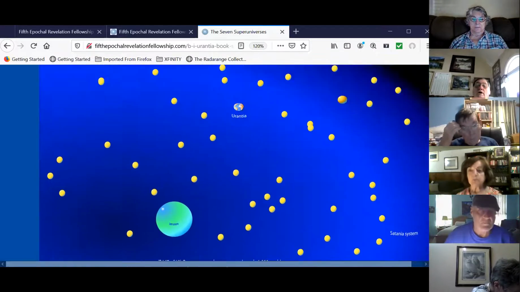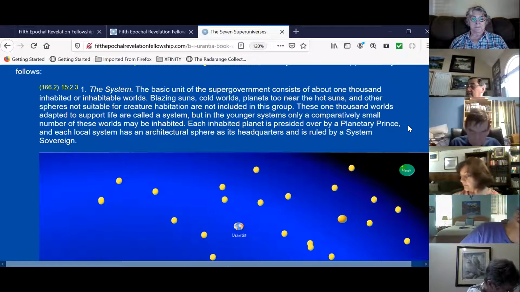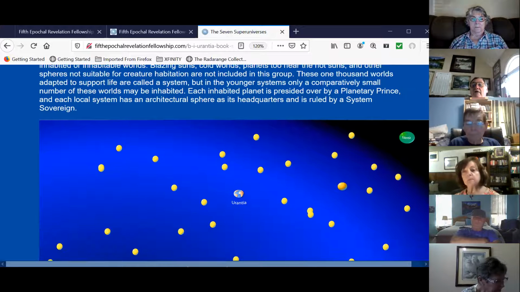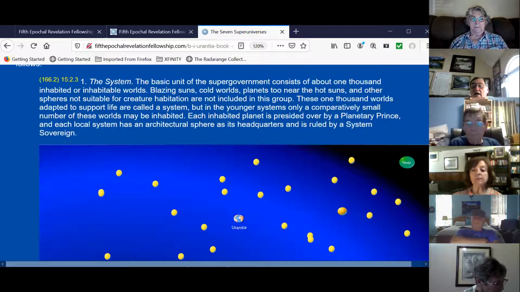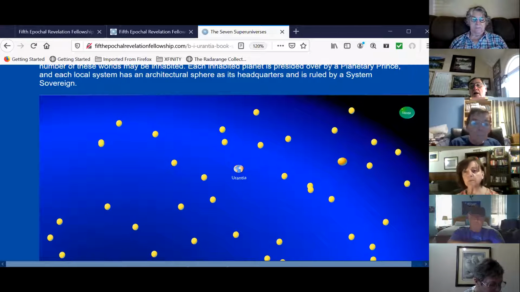So let's start out with the system, all right? And this is where this book comes in real handy, because you look at the lowest one, the system, near the bottom of the page. Now when they say a system, they're not talking about our local sun with the planets going around it, are they? Not even close. What they're talking about as a system may have thousands of different suns, right? And each one of those suns is going to have inhabitable or non-inhabitable planets, okay? So this is a pretty good indication.